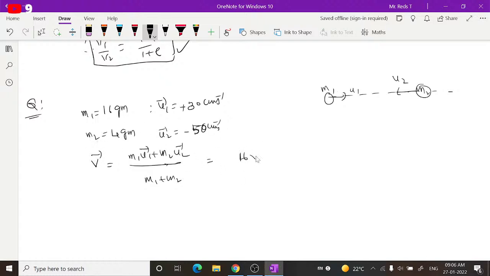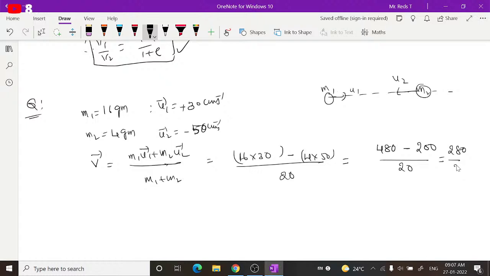Right, the common velocity after collision is equal to m1, which is 16. All are given in CGS units only. 16 into u1, which is 30, minus m2, which is 4, into 50, divided by total mass 16 plus 4, 20 grams. 16 threes are 48, so 480 minus 200 is 280, divided by 20. The zero cancels.